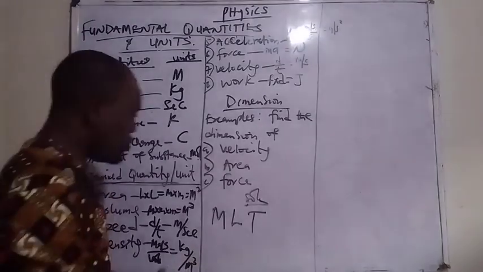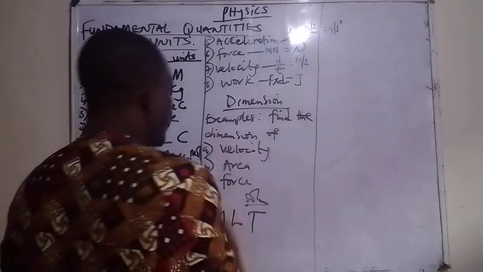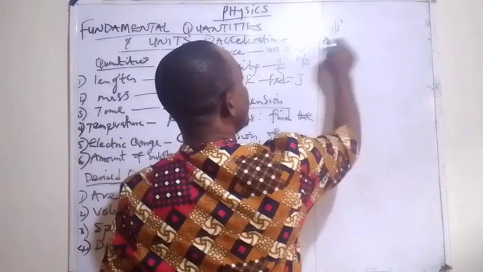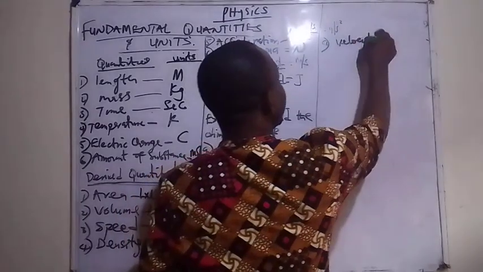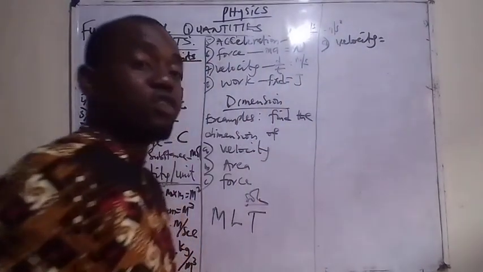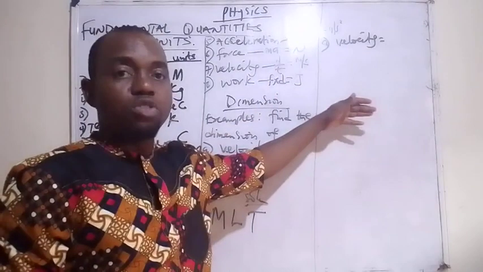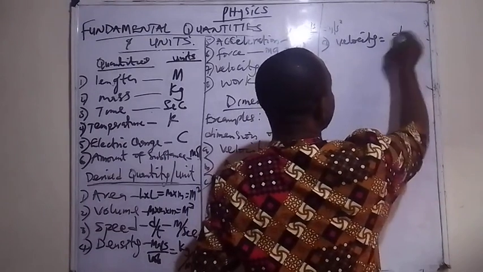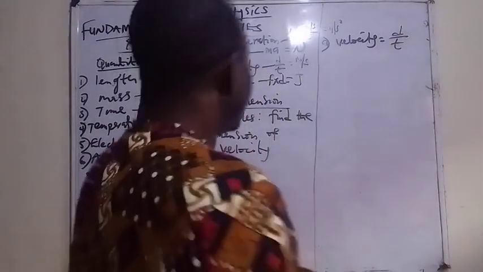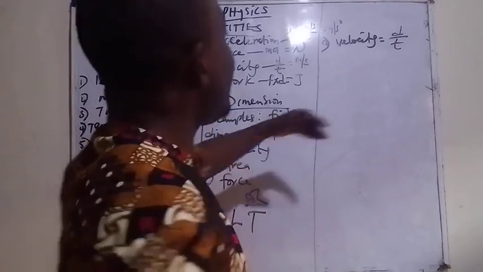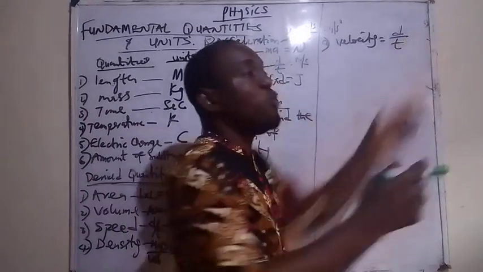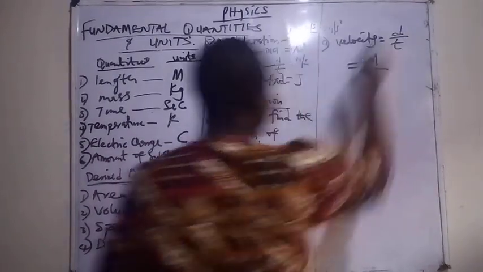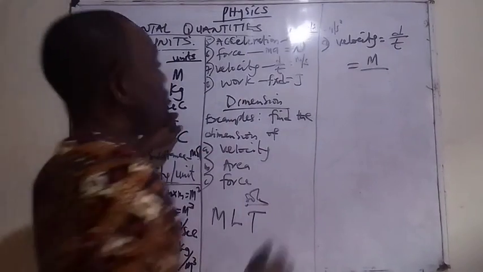Okay, now let's continue. Now we have a question there. It said we should find the dimension for velocity. Please, again, when you are going to look for the dimension of anything, use their formula to derive their dimension. Now, what's the formula for velocity again? We have displacement over what? Over time. Now you see that displacement is measured in meters, so we have meter. What is the unit for time? That is second.